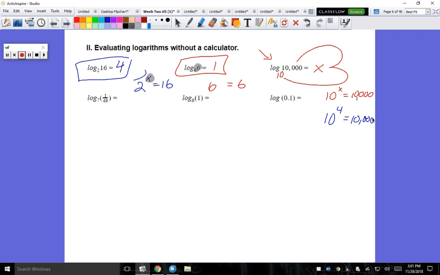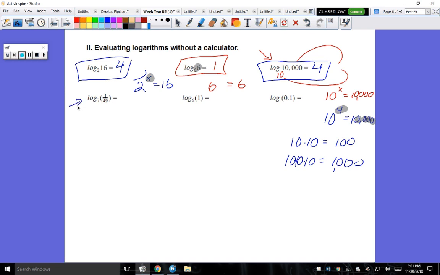If you don't know the shortcut, guys, do 10 times 10 is 100. 10 times 10 times 10 is going to be 1,000. Right? And then 4 of them will be 10,000. The shortcut is this. However many zeros you see is what that power would be. Okay? Alright. So this answer is 4.